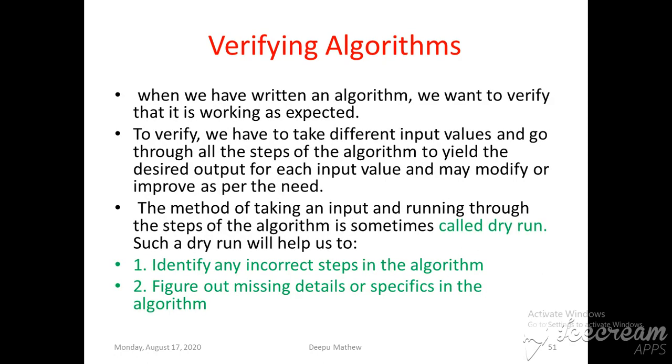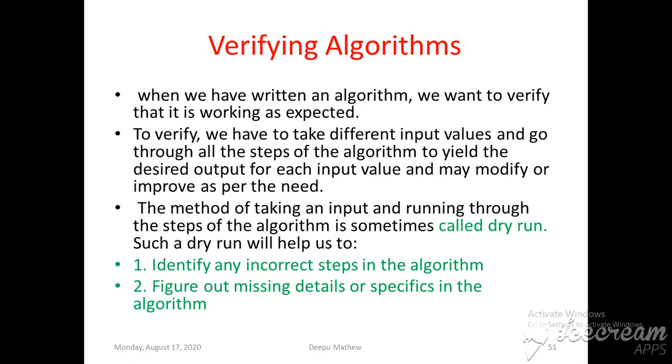When we have written an algorithm, we want to verify that it works as expected, meaning we get the expected result from that algorithm. To verify, you have to take different input values and go through all the steps of the algorithm, and modify or improve it as per the need. If we input some values, then only do we understand whether the algorithm needs any modification or improvement. The method of taking an input and running through the steps of the algorithm is called a dry run.